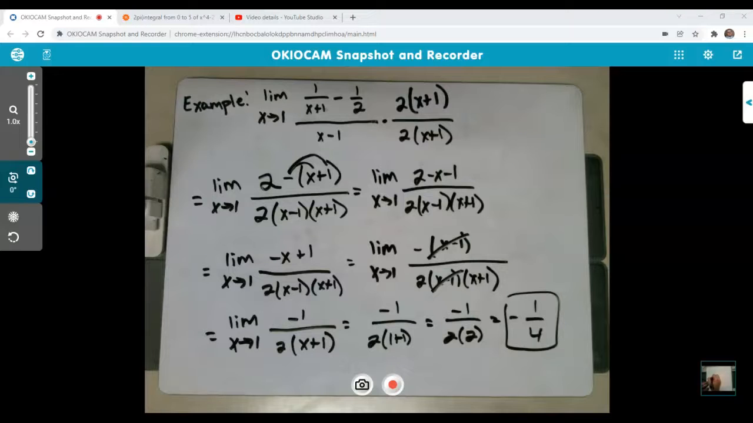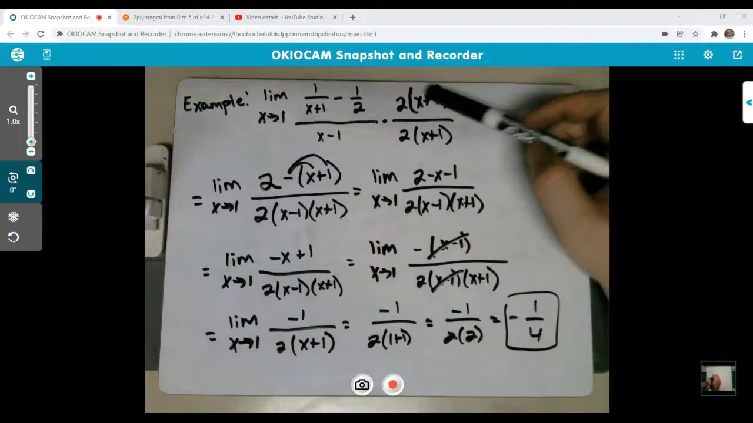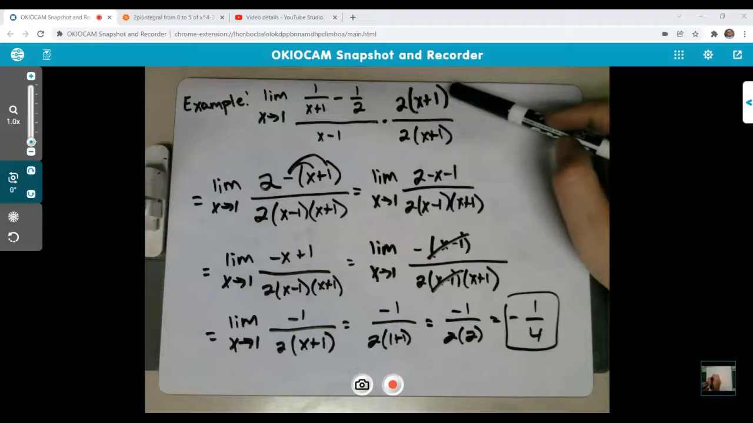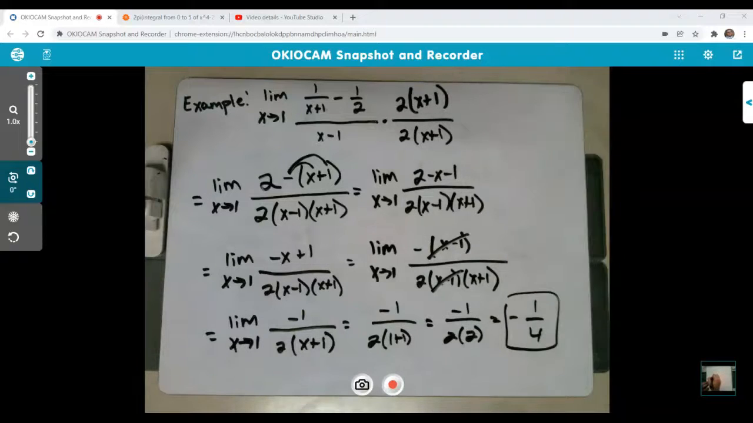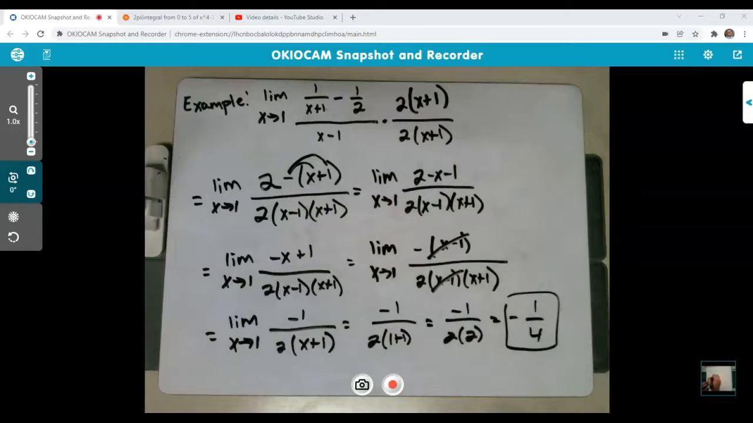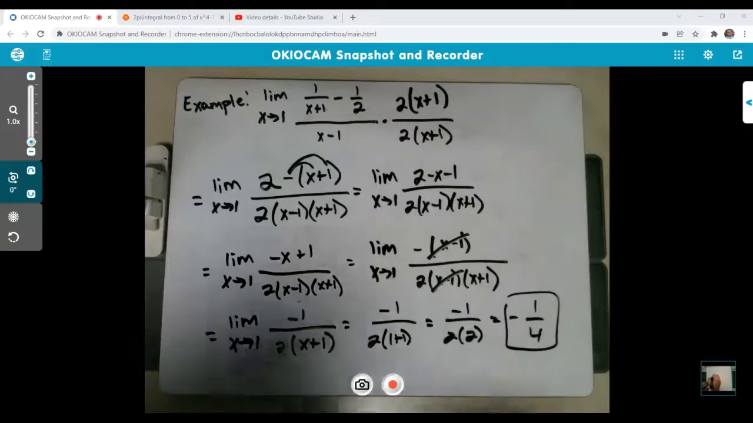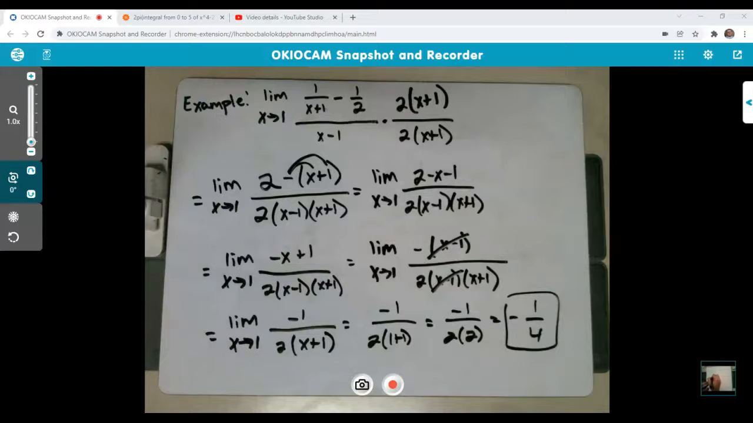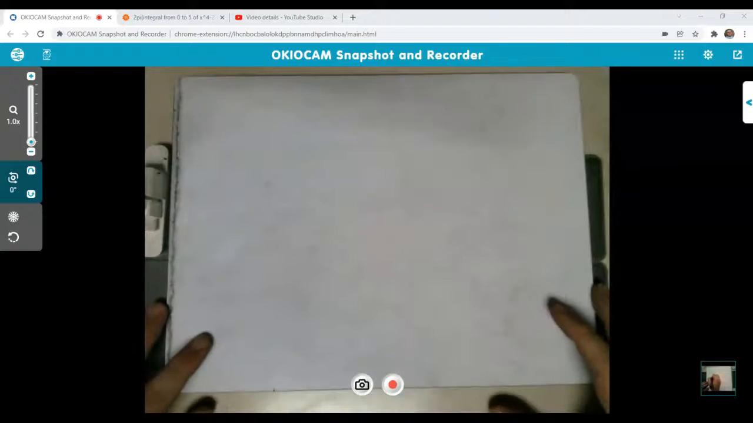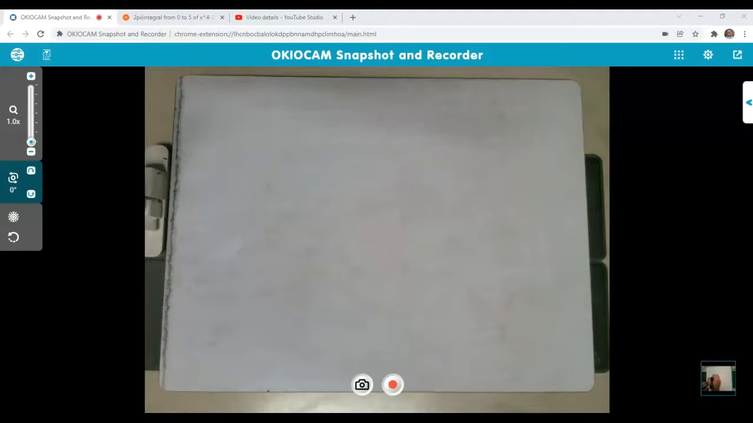So again, how I can handle these is multiply by the 2 to get rid of the 2, and multiply by the x plus 1 to get rid of the x plus 1. And then simplify it out, which would give you negative 1/4. Let's do another example of that. I have a bunch of these, so we're going to do a lot of them so that you can see a bunch of different examples of this stuff.